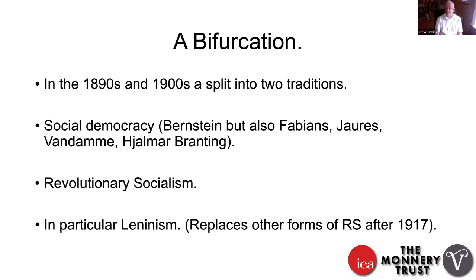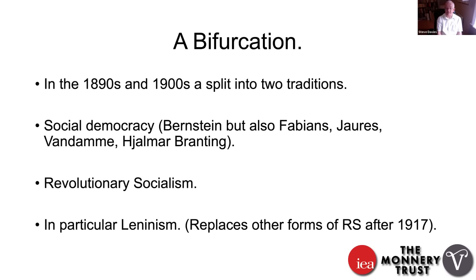The other is revolutionary socialism, and in particular, Leninism. Now, Leninism is a kind of amendment of orthodox Marxism. What happens is that up until 1917, it's only one of several forms of revolutionary socialism. But after 1917, for obvious reasons, Leninism is the overwhelmingly dominant form that revolutionary socialism takes.